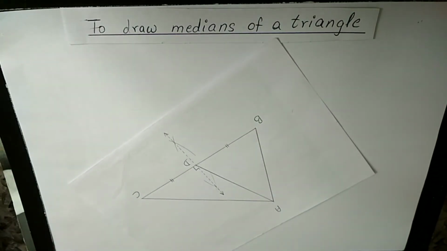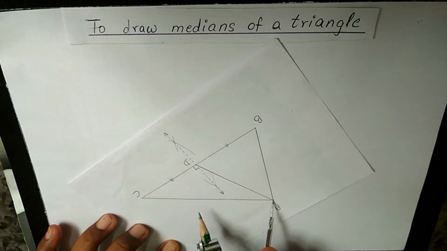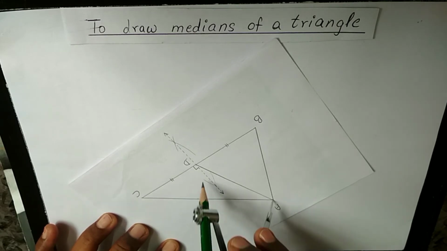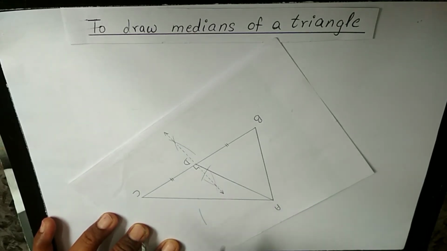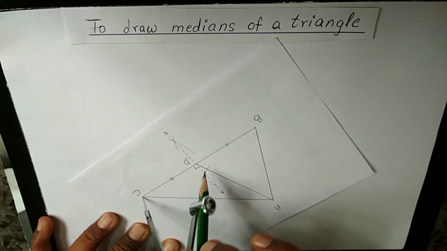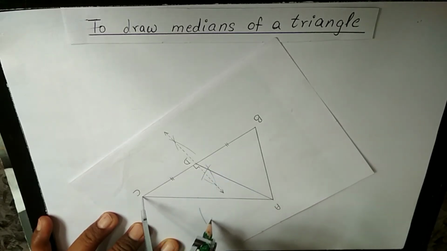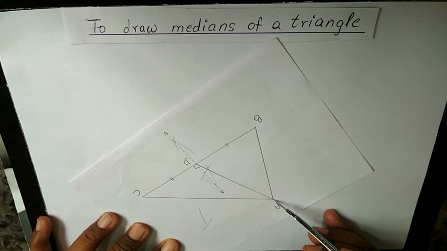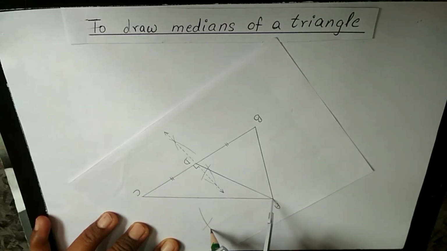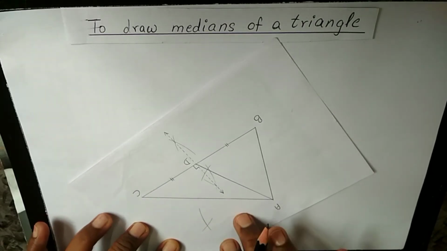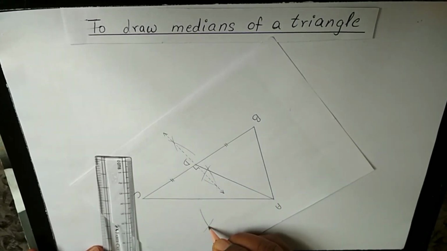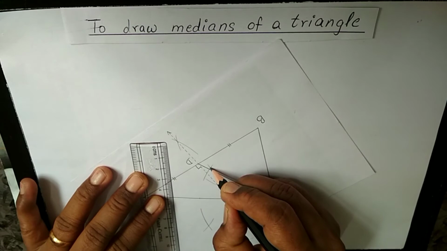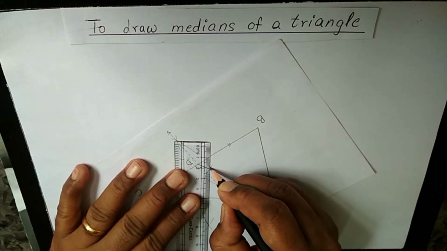Again, the same procedure. We have to find the midpoint of AC. So take more than half of AC. Make a cut above and below. And without changing the measurement from point C, also make a cut above and below. If they are not joining, draw it again. There. Okay. So the 2 points which we have is this and this. So let us just join both of them.